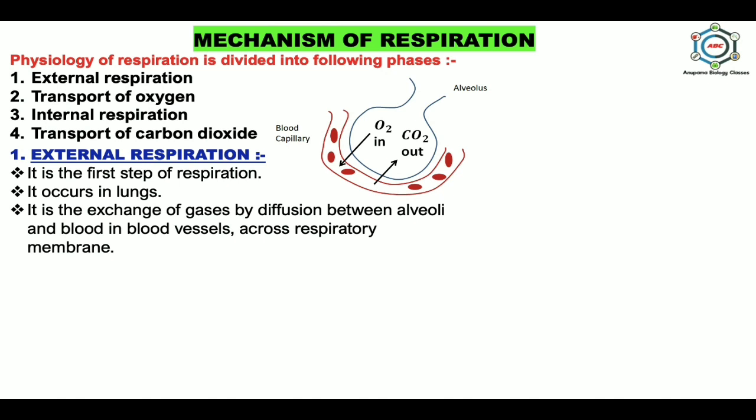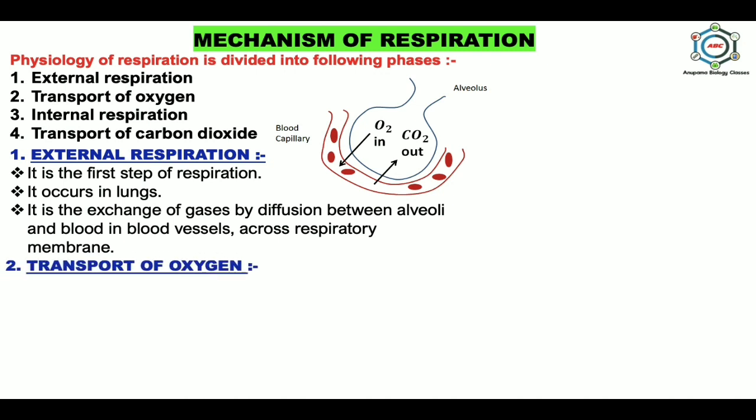It occurs in lungs. It is the exchange of gases by diffusion between alveoli and blood in blood vessels across the respiratory membrane. So during inspiration, the oxygen taken into the lungs is higher than in blood capillaries, so the oxygen diffuses from the lungs to the blood. Similarly, the venous blood contains a high level of carbon dioxide in comparison to the lungs. Due to high partial pressure of carbon dioxide in blood and low carbon dioxide in lungs, the carbon dioxide diffuses from the blood into the lungs in order to maintain the equilibrium.